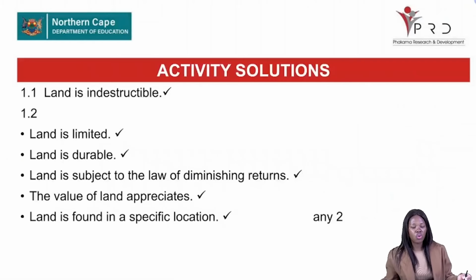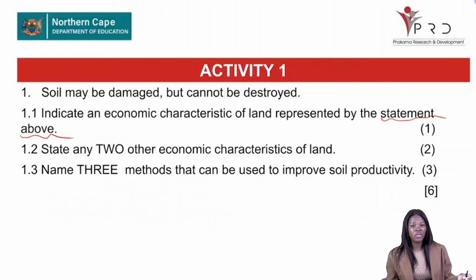Now let us go to 1.3 on our activity. We expect you to name 3 methods or techniques that can be used to improve soil productivity, making sure that there is high production at the end of the day. Remember, soil can be degraded. So what are other methods that we as farmers can use to improve or increase the land productivity after it has been degraded?